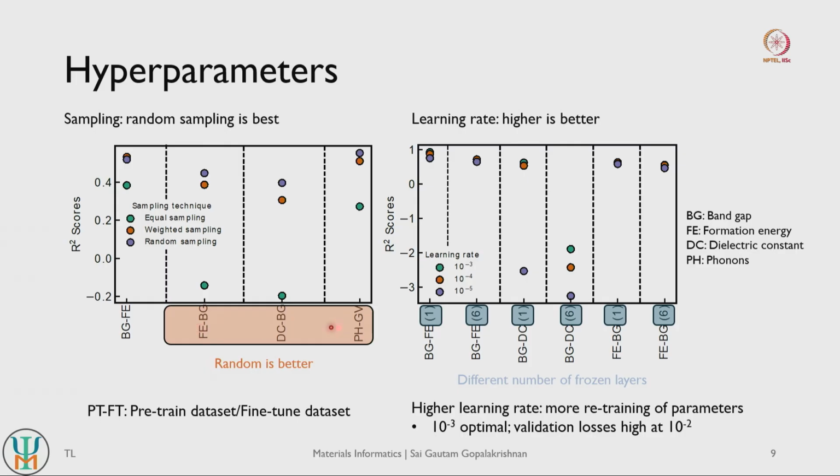And we found that in 3 out of the 4 cases the random sampling gave us the best performance, best R2 score. So we find that random sampling is good enough for fine tuning in our materials related data sets. We also looked at which learning rates work better.